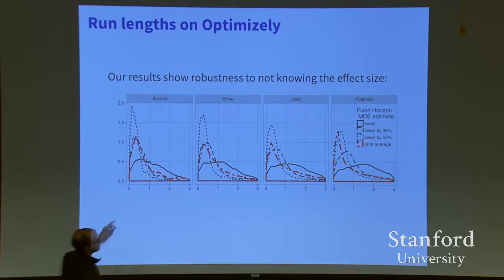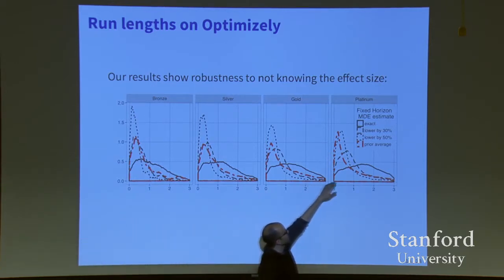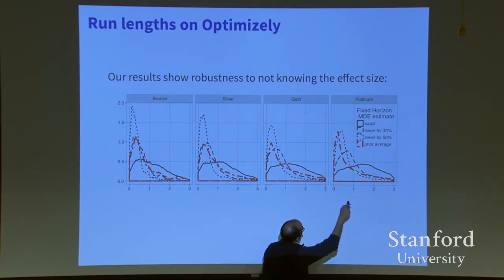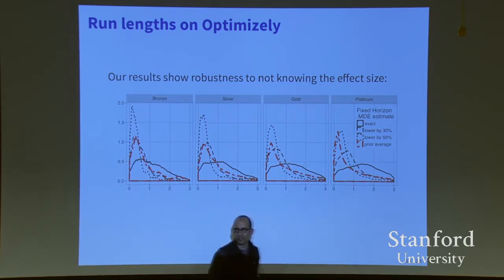So that's not unreasonable in practice. And now you can see, let's look at the dashed line, or the dotted line here. That's a case where you're off by 50% on the effect size estimate. And now our run lengths are typically much shorter than the fixed horizon run length. So in this diagram, for example, most of the weight of that histogram is less than 1. So our ratio is less than 1. We stop faster than the fixed horizon test.